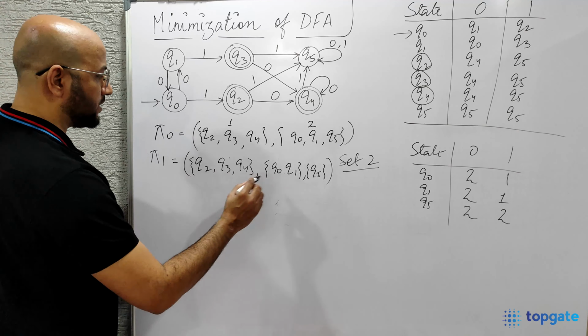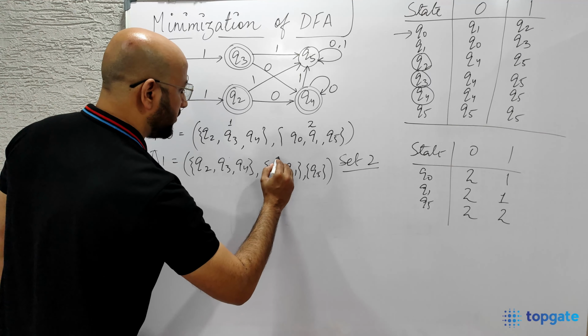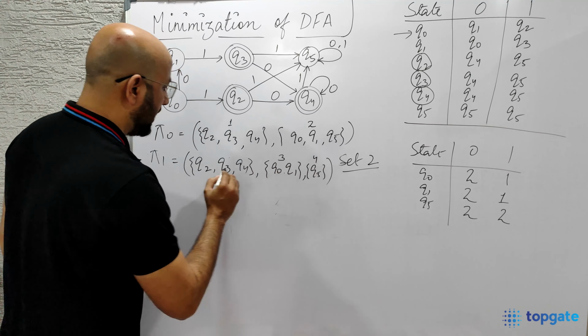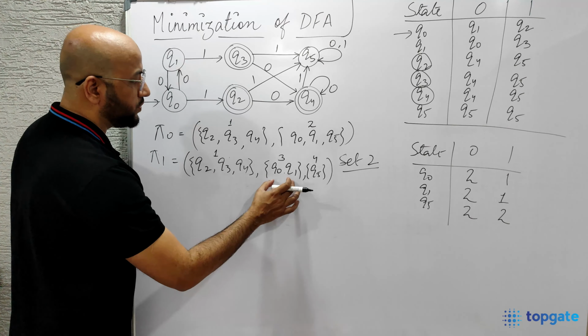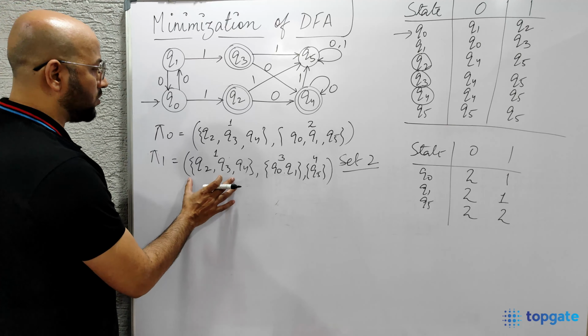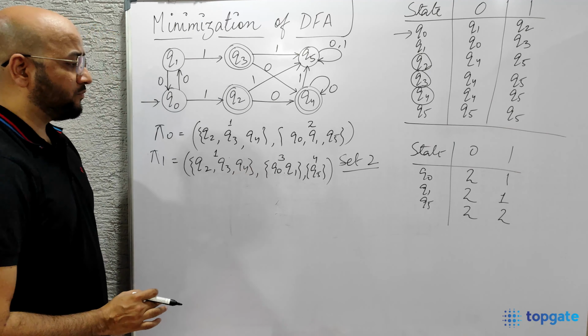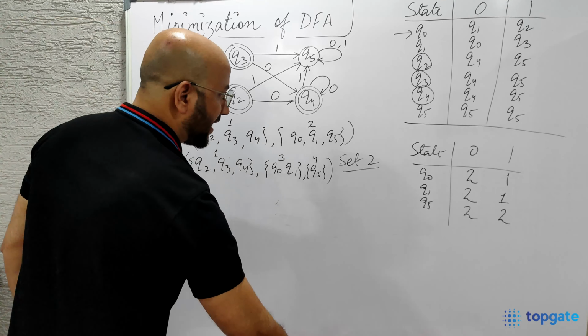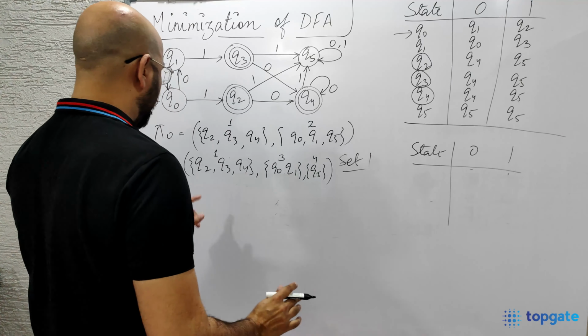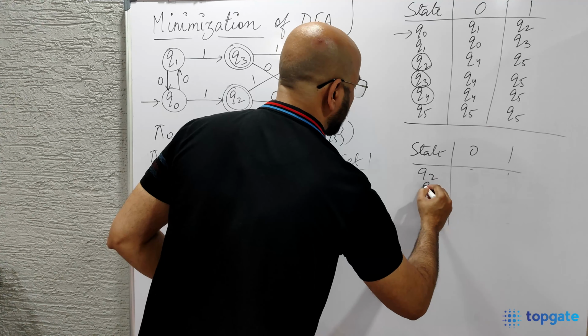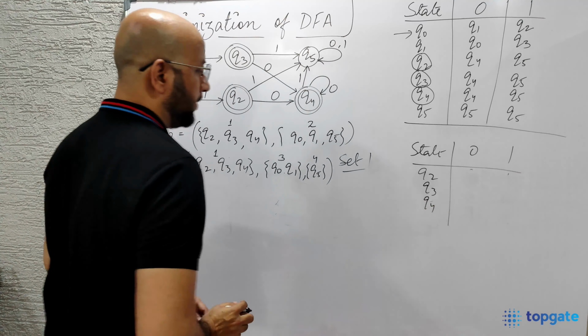Let's call this set number 2 is broken. Let's call these set number 3, set number 4, and this remains as it is, set number 1. So now I have set number 1, 3, and 4. Now I'll make a table for set number 1, and then I'll make a table for set number 3. So let's make a table for set number 1 again, with Q2, Q3, and Q4.